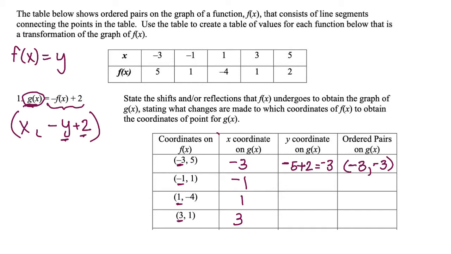All right, let's look at the next one. Same thing, we're looking for the y coordinate. So it says the opposite of y, so negative 1, because here the y is 1. So negative 1 plus 2, that's going to give us 1. And so the coordinate is going to be negative 1, positive 1.